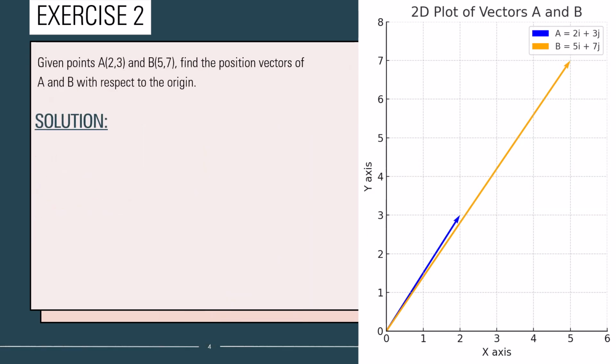Question number 2. Given points A and B, find the position vectors of A and B with respect to the origin. So you have a point A, which is (2, 3). So you can draw 2 on the x-axis and then 3 on the y-axis. That's the first position vector. And B will be 5 on the x-axis and 7 on the y-axis. So that's the second position vector. So you have to draw it with respect to the origin, starting from the origin and towards the point is the vector. So A will be 2i plus 3j and B will be 5i plus 7j.